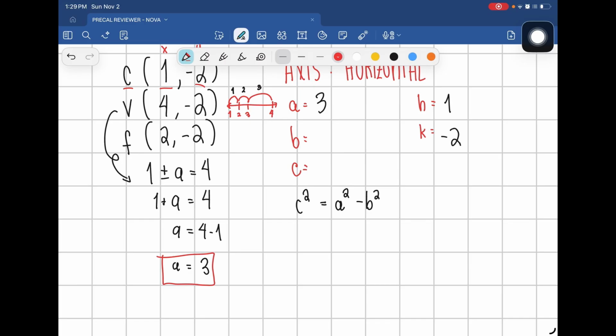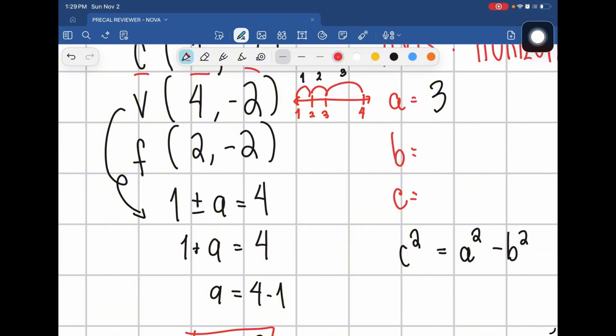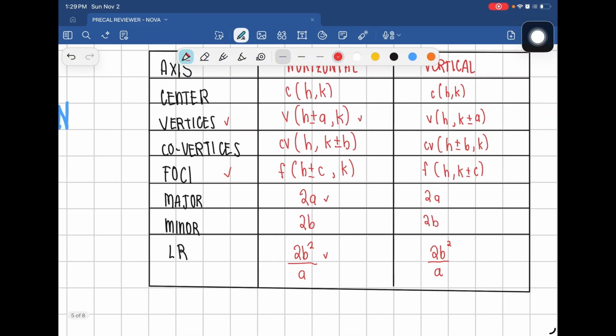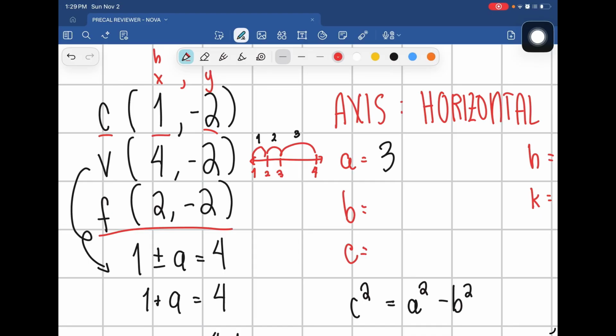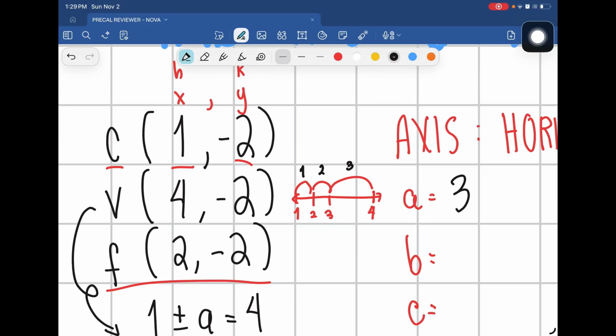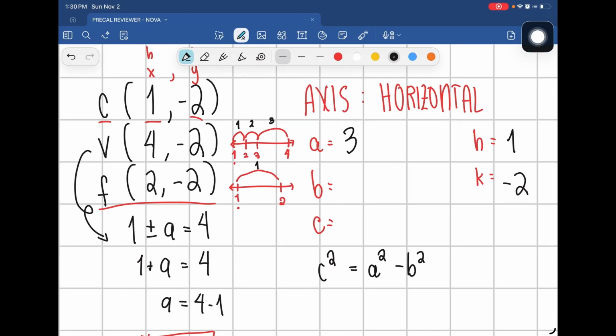Next, let's find C. Okay, let's find C. Because for now, we can't find B, because our given here is the foci with the equation h plus minus C. So we can also determine its value by counting numbers from the center. So here we have 1, this is our center. Then we have 2. So when we skip that 1 and 2, their distance is 1. So our C is 1.